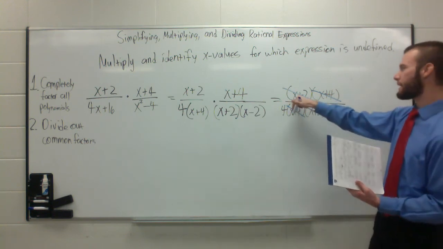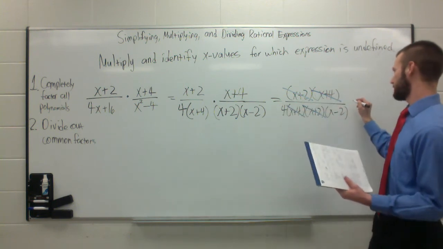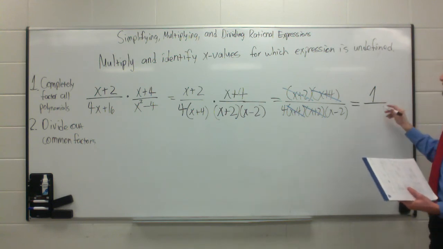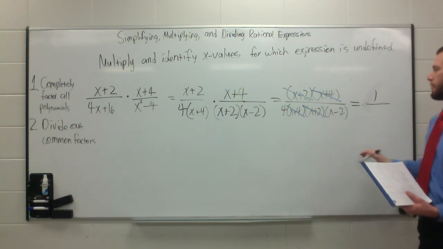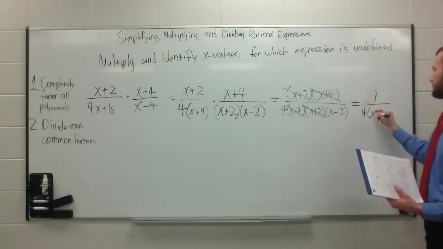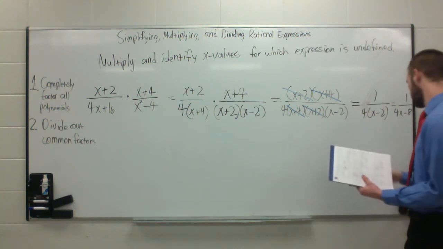which, remember, these divided to 1, so I'm not left with any variables in the numerator, but it divided out to 1. So I'm left with a 1 in the numerator, and this is all divided by 4 times x minus 2, which, if you like, you can distribute the 4, and you're left with 1 over 4x minus 8. And there's the simplified version of this polynomial multiplication problem.